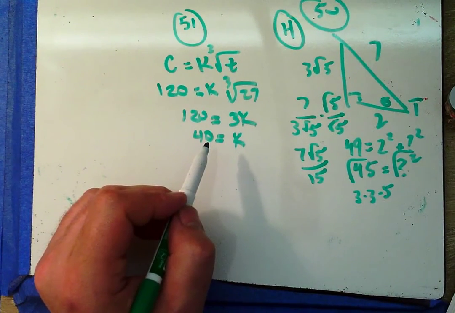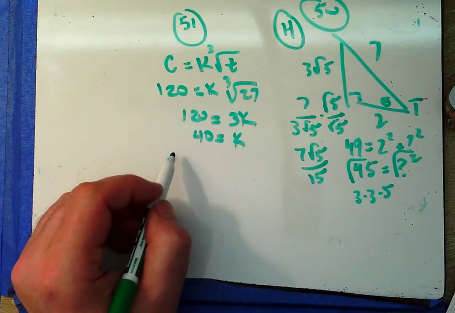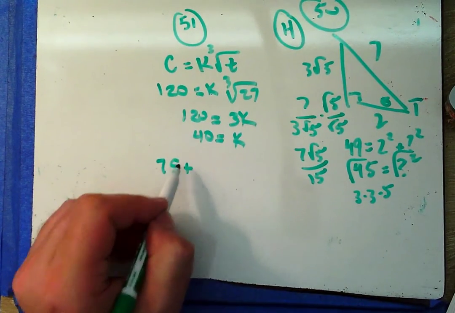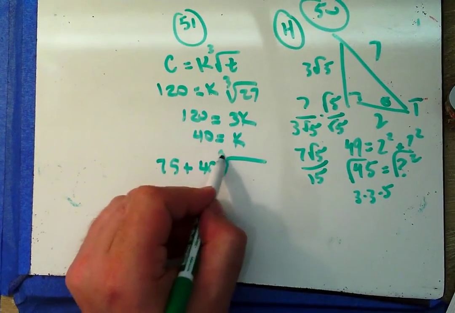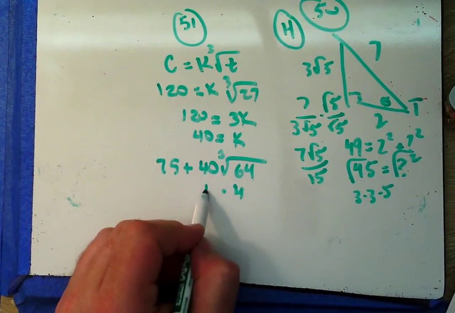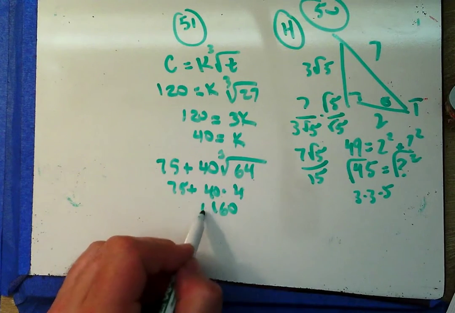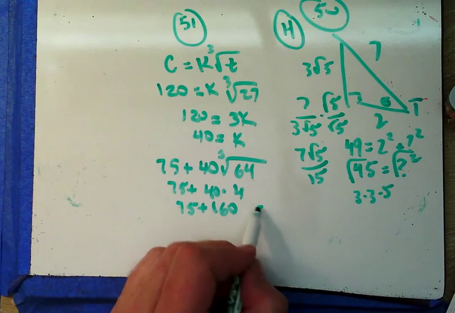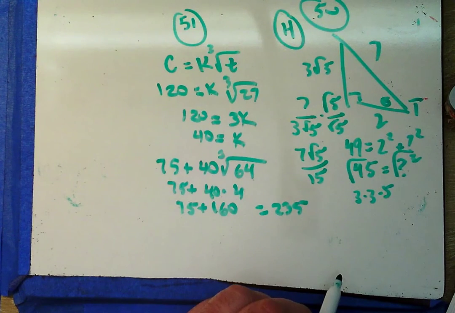And now a 64-minute lesson. So we're going to do $75 plus the cost to use the plane, 40 cube root of 64. Cube root of 64 is 4 times 40 plus 75. 160 plus 75 is 235. 235?